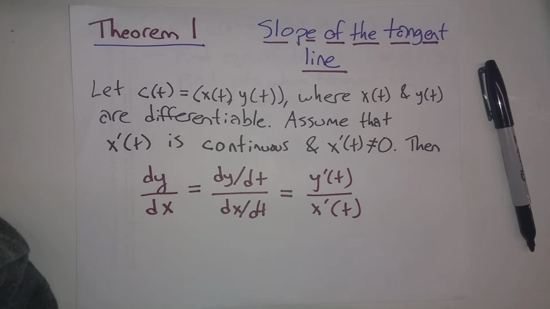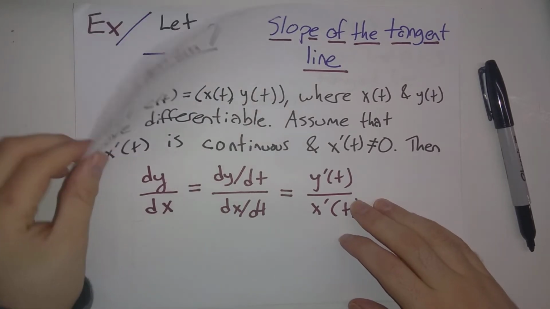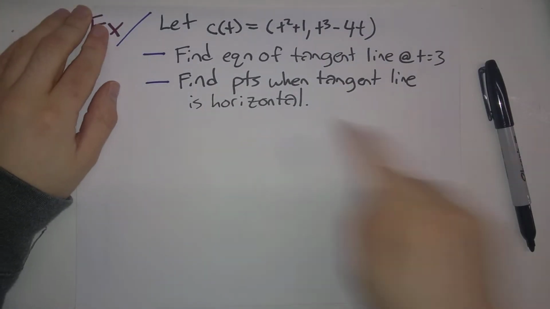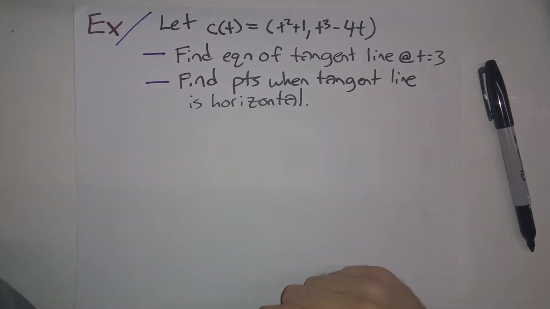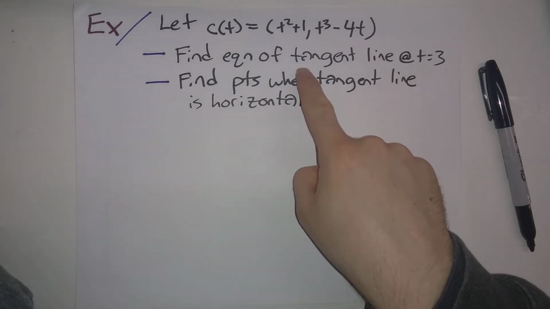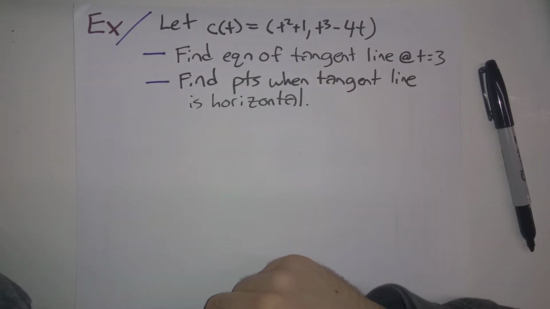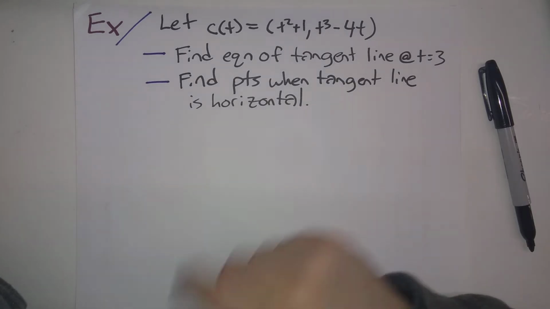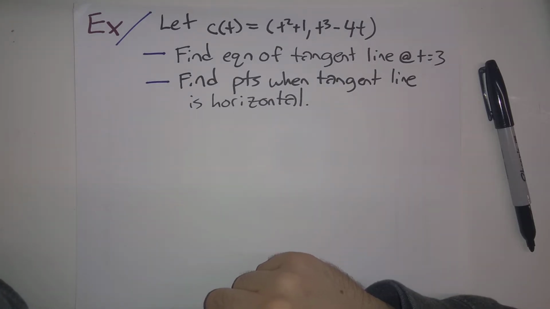Here is our theorem from the previous video about the slope of the tangent line for parametrically defined curves. Let's put this to work. So our parametrically defined curve is C of t is t squared plus 1, t cubed minus 4t. So two tasks here. Let's find the equation of the tangent line at t is equal to 3. And let's also find points when the tangent line is horizontal.